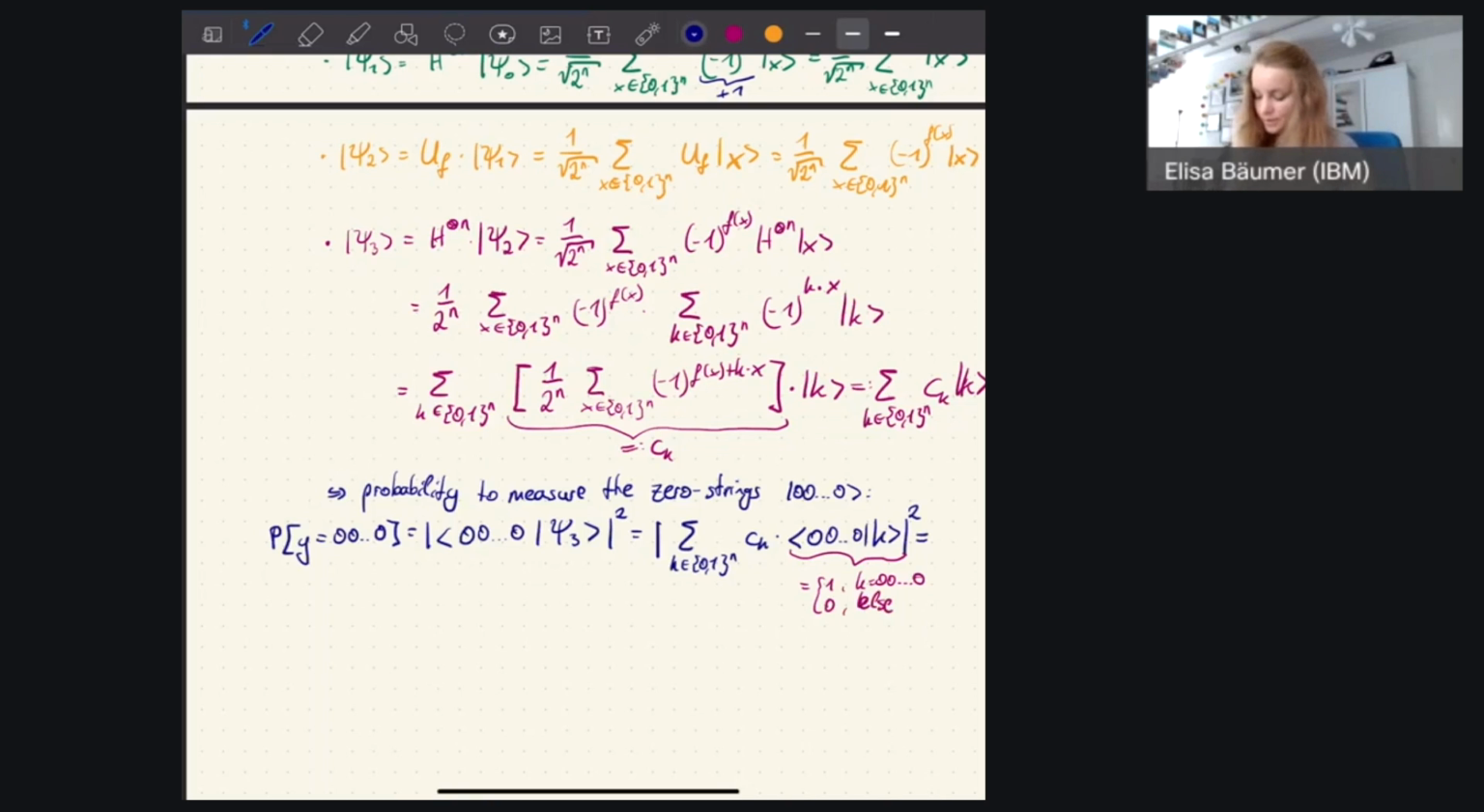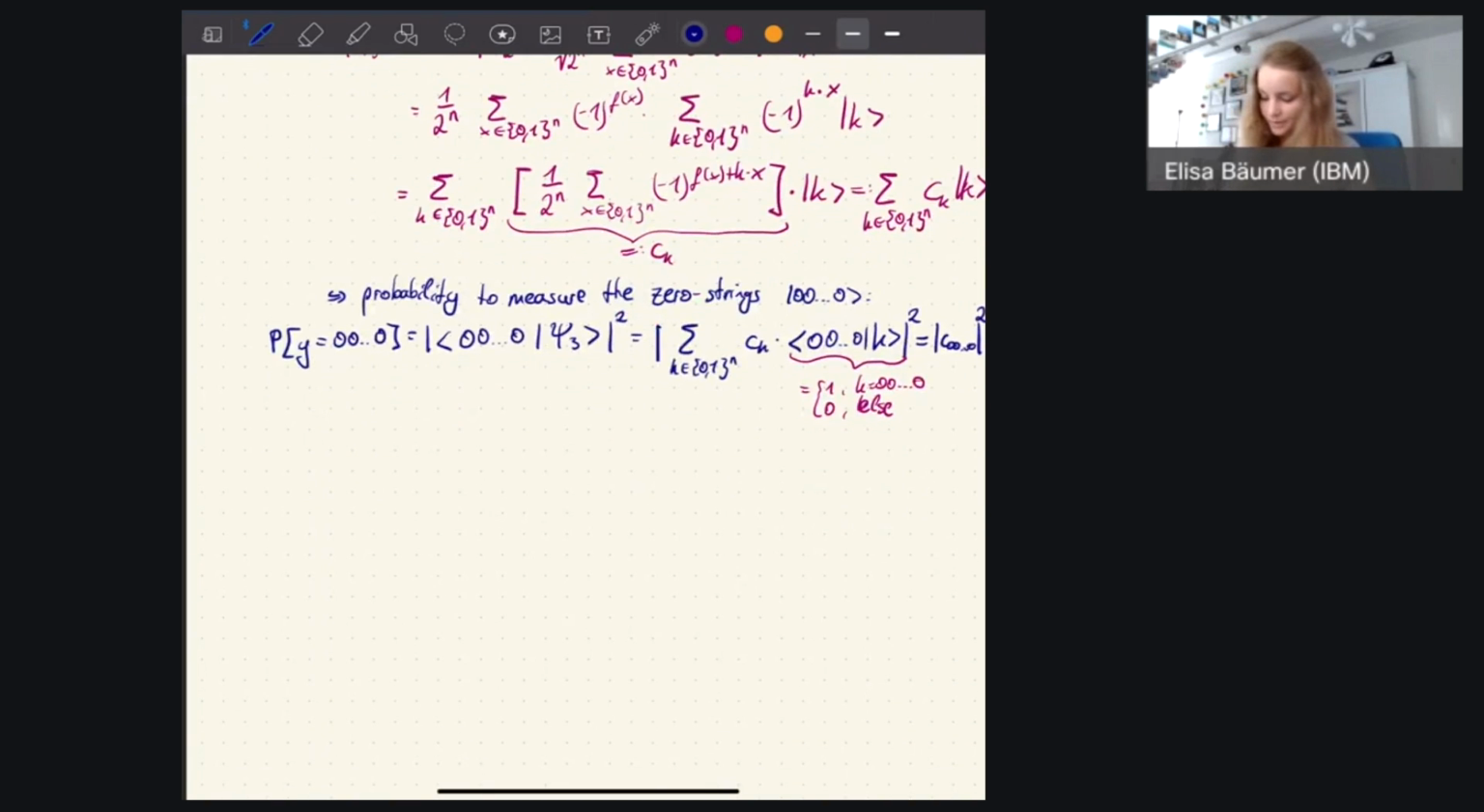So we can just write the sum. Instead of the sum, we are only left with one term, which is the C_0,0,0, and so on, term coefficient, absolute value squared. So we just need to look at the definition of that term again.